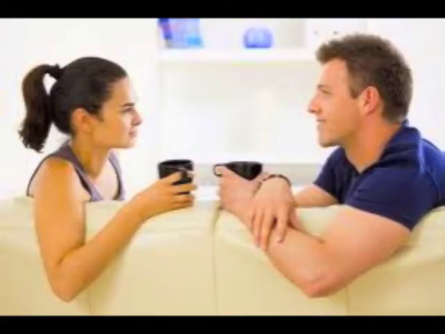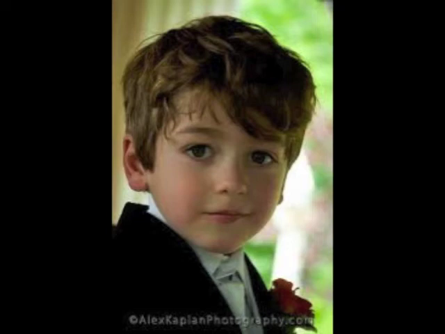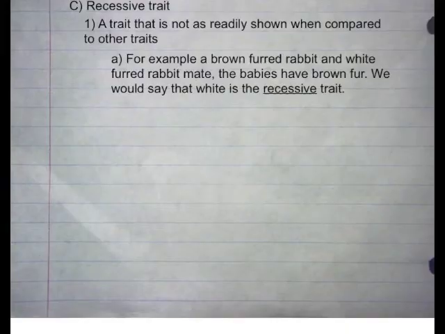Let's take for example this couple here. She has brown hair and he has blonde hair. They decide to have a kid. The kid ends up with brown hair. We would say that brown hair then is a dominant trait to blonde hair. Recessive trait, a trait that is not as readily shown when compared to other traits. For example, a brown-furred rabbit and white-furred rabbit make the babies have brown fur. We would say that white fur is recessive to brown fur.